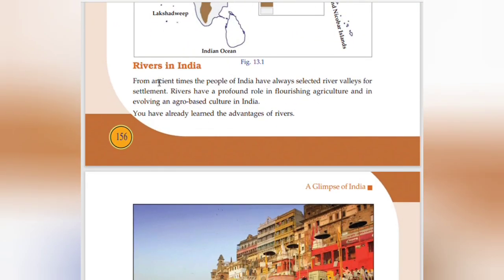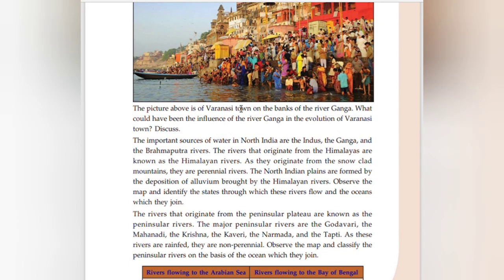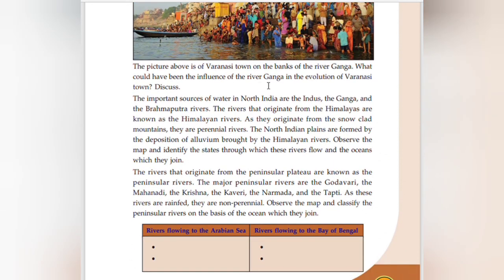Rivers in India. From ancient times, the people of India have always selected river valleys for settlements. Rivers have a profound role in flourishing agriculture and evolving an agro-based culture in India. You have already learned the advantages of rivers. Picture above of Varanasi town on the banks of the river Ganga. What could be seen as the influence of the river Ganga in the evolution of Varanasi town?